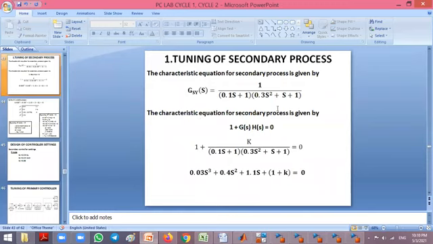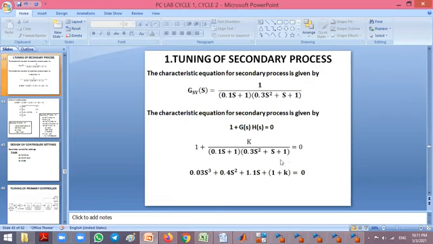so we have to write the characteristic equation. The characteristic equation is given by 1 plus G of S H of S is equal to 0. Here H of S is taken as 1. Okay, we are considering the feedback loop with a gain of 1, the transfer function of the feedback loop is 1, so H of S is equal to 1. Okay, so while writing in this general form, we have to replace 1 by k, that is the numerator term by k. So it will be 1 plus k divided by 0.1 S plus 1 into 0.3 S squared plus S plus 1 equal to 0.